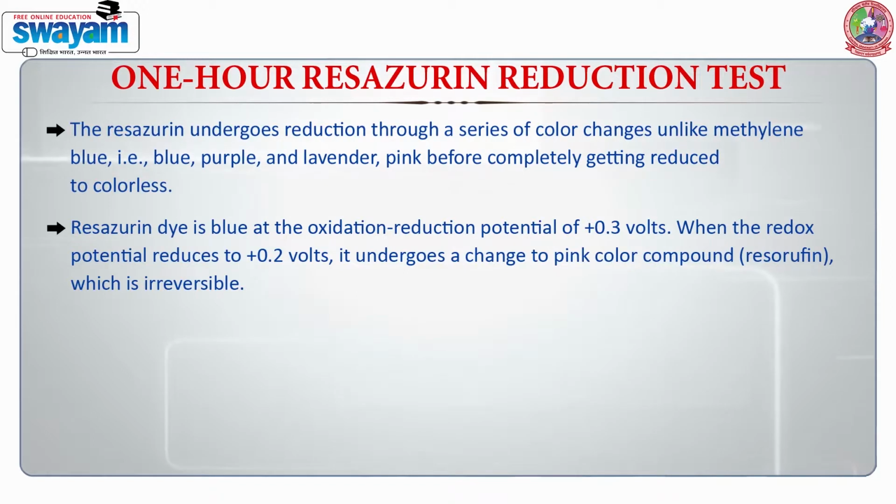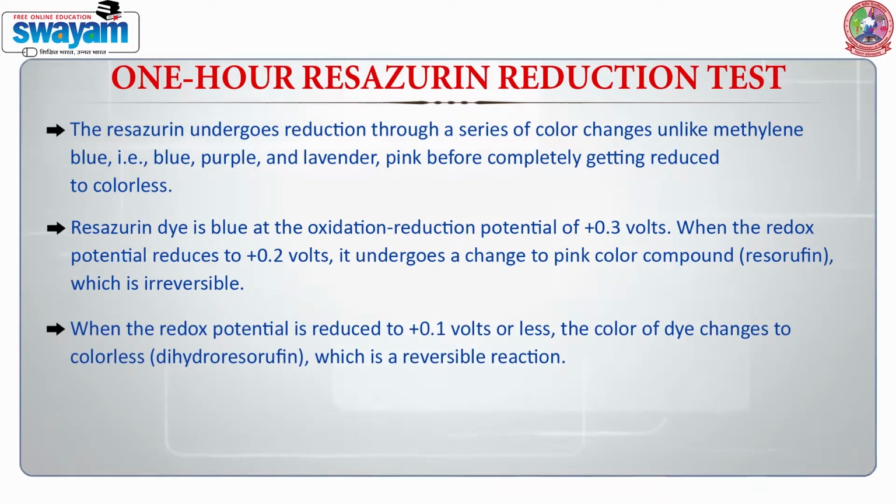When the redox potential reduces to 0.2 volts, it changes to a pink colored compound, that is resorufin, which is irreversible. Further, when the redox potential is reduced to plus 0.1 volts or less, the color of the dye changes to colorless, which is a reversible reaction.